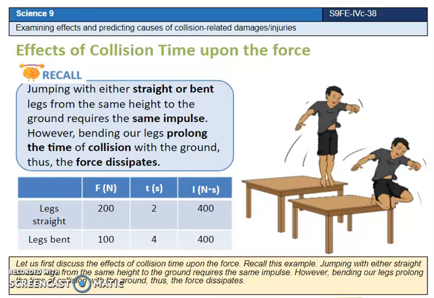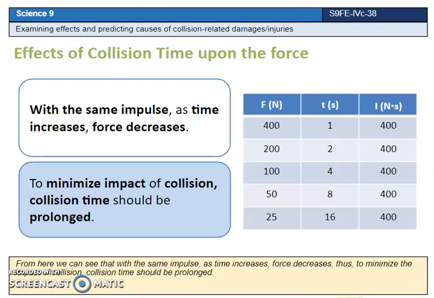Recall this example. Jumping with either straight or bent legs from the same height to the ground requires the same impulse. However, bending our legs prolongs the time of collision with the ground, thus the force dissipates. From here we can see that with the same impulse, as time increases, force decreases. Thus, to minimize the impact, collision time should be prolonged.